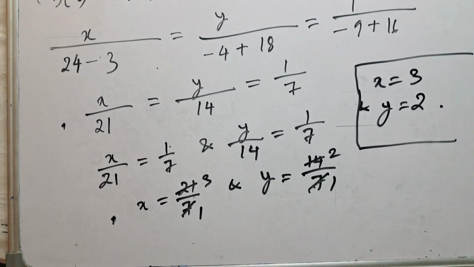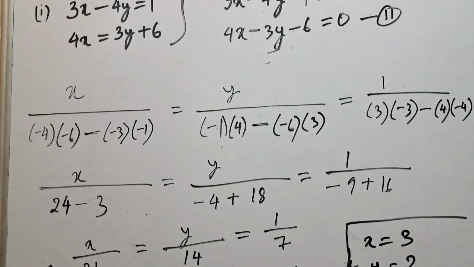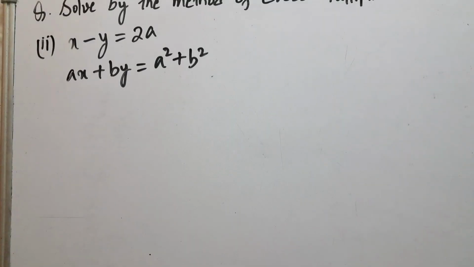So this is the solution for x and y by the method of cross multiplication, okay? I hope you got this. Now let's move on to the next question to understand this topic better. Okay, now let's do question number 2.